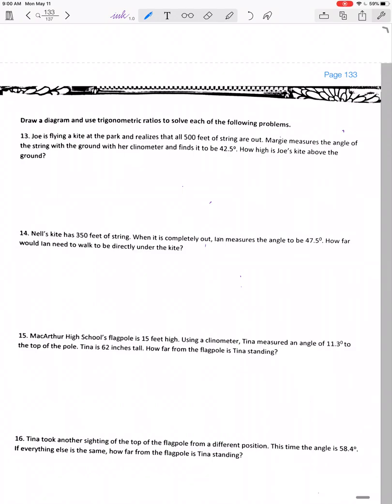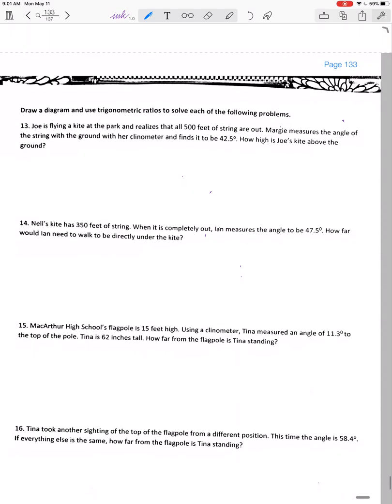Today we're going to continue with trigonometry. So today what we are going to be doing is applying how to solve trig problems, which we already have done last week, to word problems. So let's take a look at it. I'm going to do number 13 and you will be responsible for 14, 15, and 16.